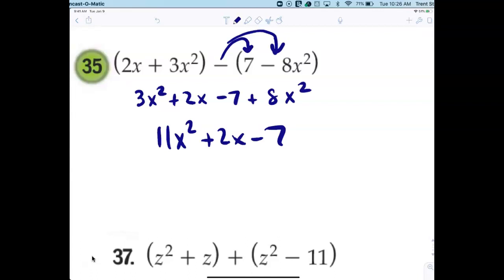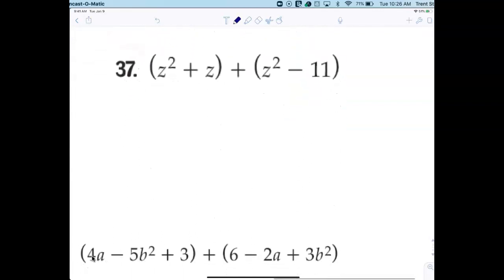All right. 37. Now, because it's plus, I don't have anything to worry about. Tell me about this one. Very nice work. 2z squared. Good. Look how simple, simple, simple. Beautiful.